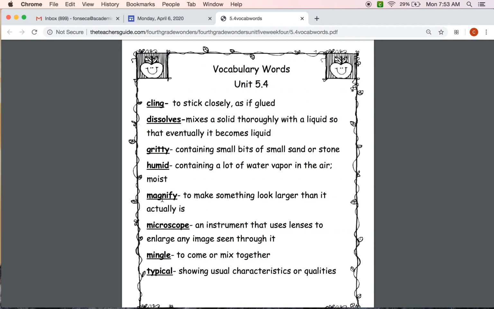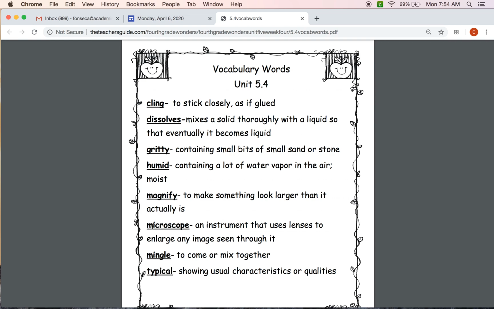Your next word is magnify. When you magnify something, it makes something look larger than it actually is. To magnify something, you can use a telescope or a magnifying glass. It's just something to make it look bigger. Those of us that wear glasses, our glasses help us magnify the things that we can't see normally with just our eyes.